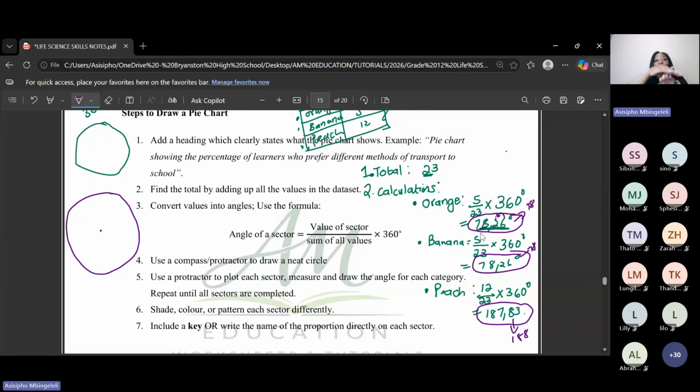You use your protractor to measure. Your 78 should be somewhere here. You then say, okay, this is where my 0 is. From the 2 minutes video, you'll get all of this, what I'm doing. Okay, so this would be your protractor, this would be your 0, and then you look for your 78, you then write a dot, and then you connect the 2 lines.